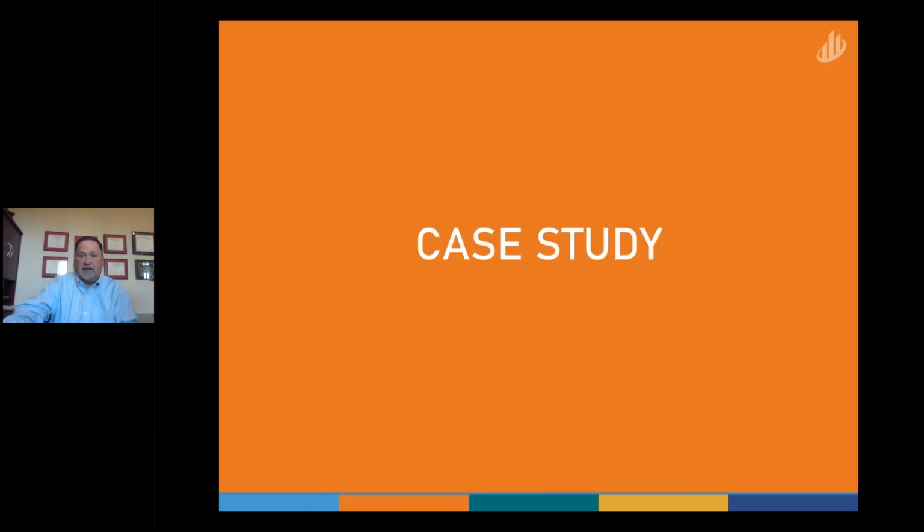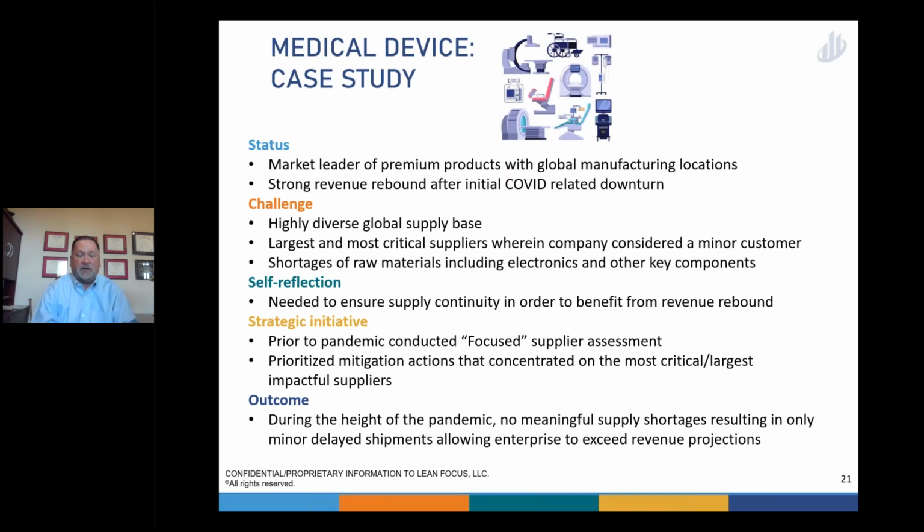So just a little bit on a case study. This particular case study is for a medical device company. They were a market-leading supplier of premium products with many global manufacturing locations. They had an initial downturn of revenue as COVID hit in that first 5 to 7 weeks, but then a really strong rebound in the requirement for their products in the marketplace. So much so that it was really going to be a turning point, to allow them to move the company to the next level.